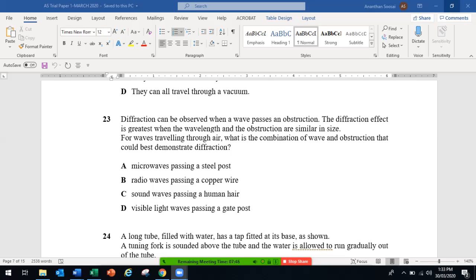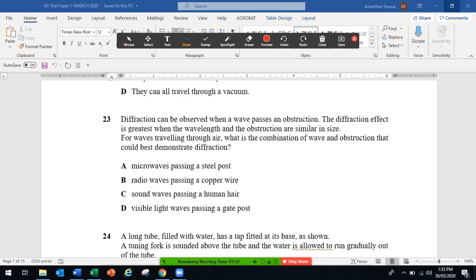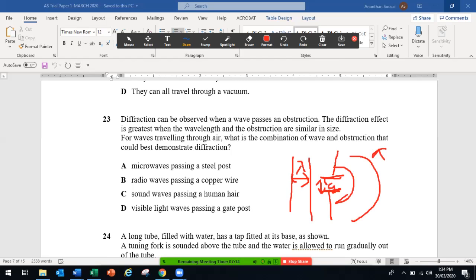This is A, because steel posts can stop microwaves. So when steel posts are in front of a microwave, it can't go through. Okay, what does diffraction mean? Spreading of a wave, right? Spreading is best when the gap is the same size as the wavelength. That's what we know, right? So A must be about the same size as the wavelength.